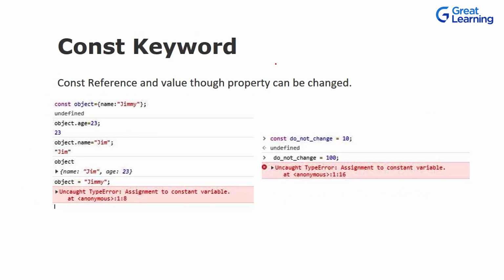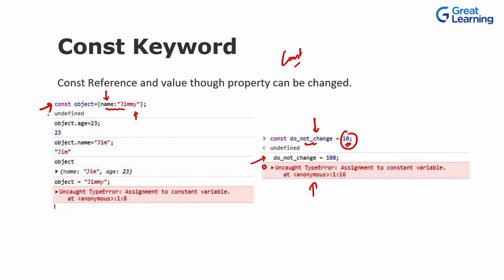The keyword is const, and it is quite self-explanatory that there will be a constant reference and value. We have this object over here, in which we have one property named name, which has a value of Jimmy. If we define a variable that does not change and has a value of 10, we talked about this reference, do not change. Now, if you try to change it, it will throw an error. That means the value cannot be changed, but we can change the property.